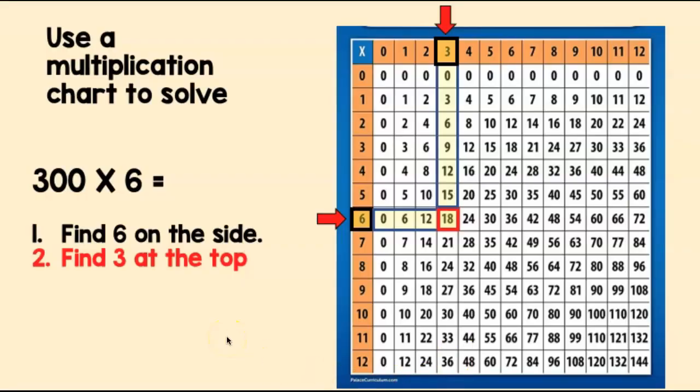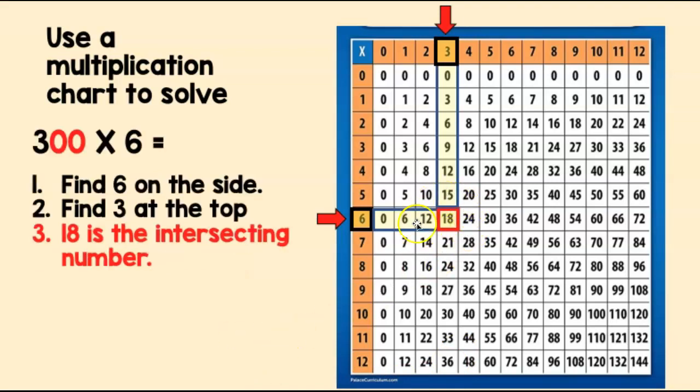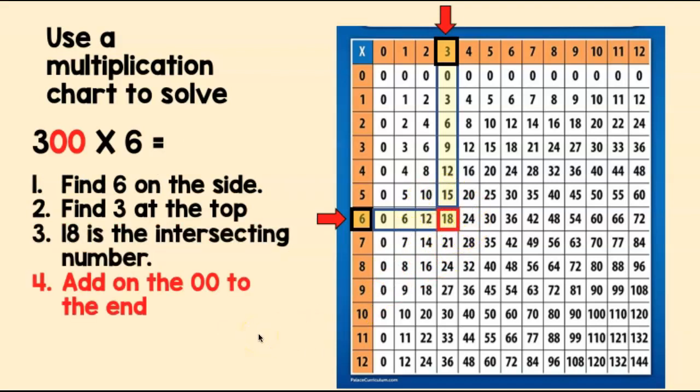Using a multiplication chart, we would find the 6 on the side and the 3 at the top. 18 is our intersecting number. We would add our zeros to the end, making 18 become 1,800. So 300 times 6 equals 1,800.